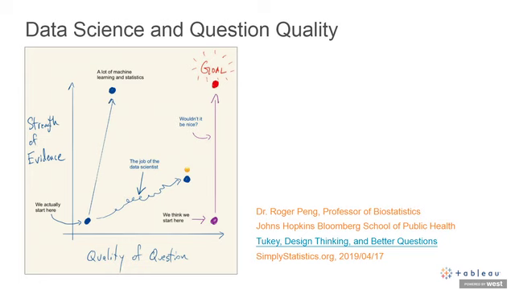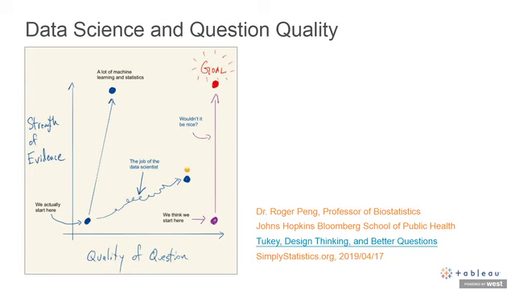So, in data science, I found this wonderful visualization on Dr. Roger Peng's blog, the Tukey, Design Thinking and Better Questions post that he had on simplystatistics.org. And a lot of times in data science, as he shows here, we think we're on this right side, where we think of data science as the thing that gives us evidence to back the answers that we have. And we always think we start with this great question, and we want to use data science to help us get really strong evidence for our answer.